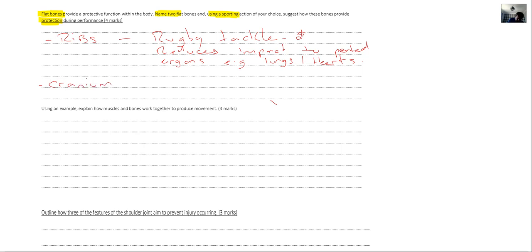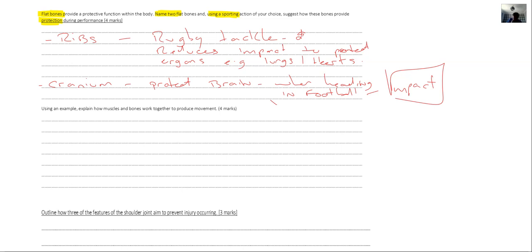That's one we use in class quite a lot. Protect brain when heading in football? Okay, so again, it's that whole impact scenario. Those bones take the brunt of the impact, protect your cranium, protect your ribs. Vital organs are then protected. You've just got to make sure you're specific in what you're saying.